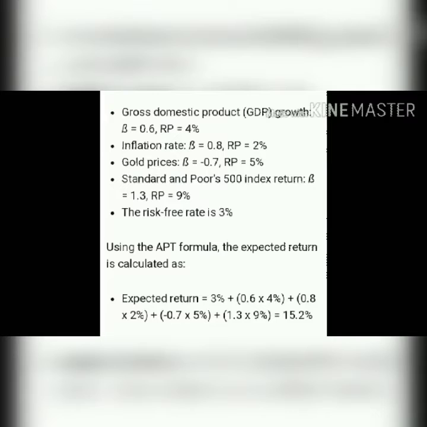Using the APT formula, the expected return is calculated as: expected return is equal to 3% plus 0.6 times 4% plus 0.8 times 2% plus negative 0.7 times 5% plus 1.3 times 9%, which is equal to 15.12%.